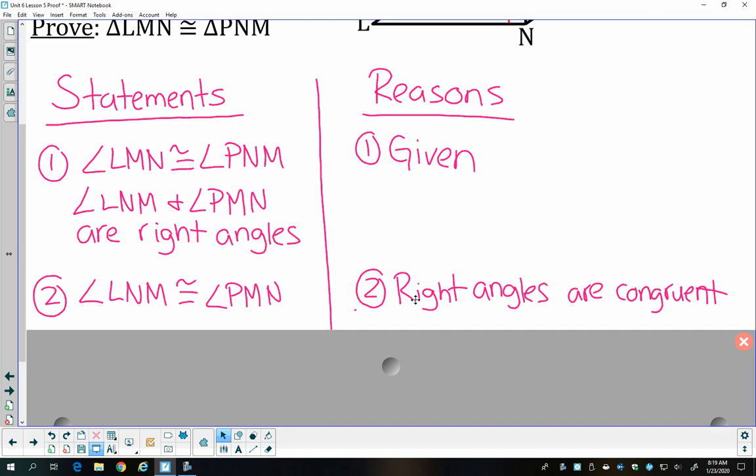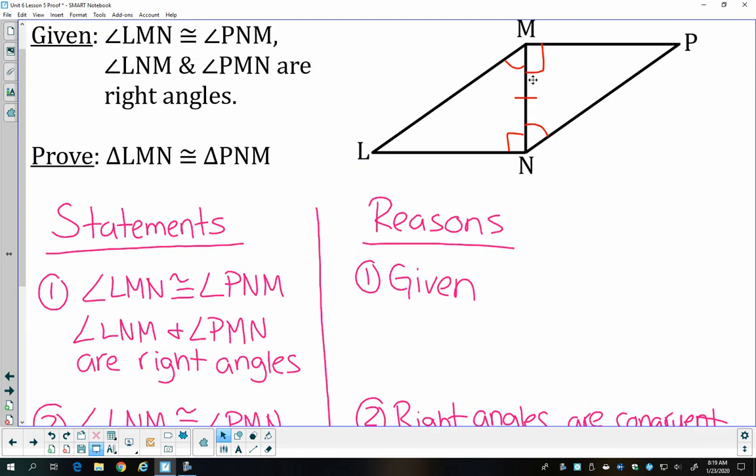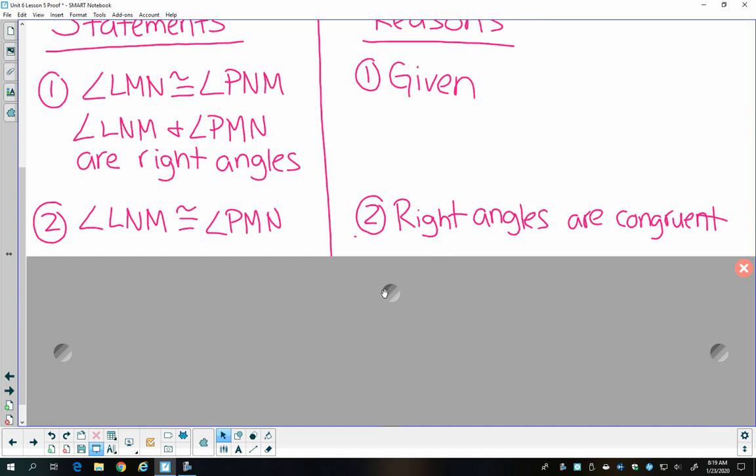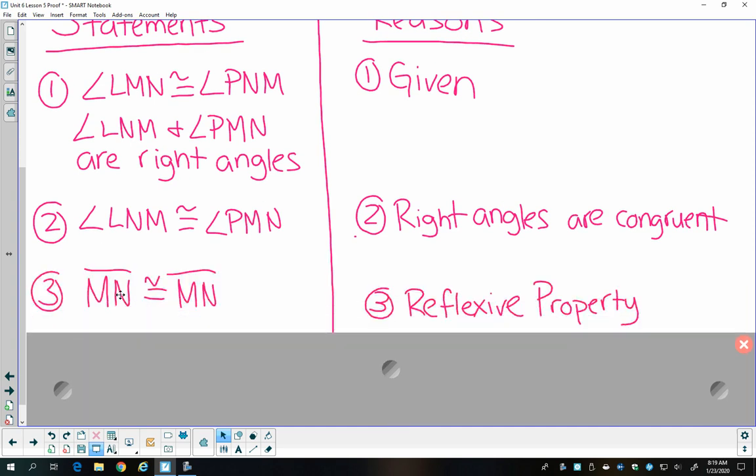So now if I'm keeping track, I've stated that this one pair of angles is congruent. This second pair of angles is congruent. And my goal was to have angle, side, angle. So now I need to say something about the sides that are congruent. And it's that same side in both triangles that I know is congruent by reflexive property. So I'm going to say that. Side MN or segment MN is congruent to segment MN because of the reflexive property.